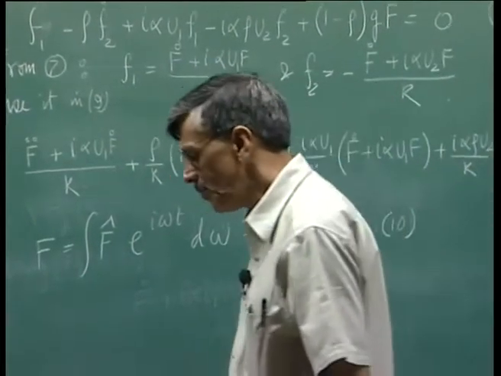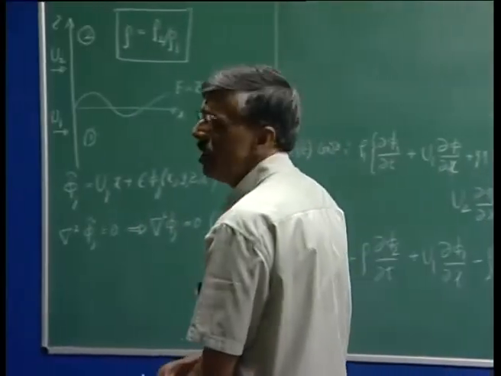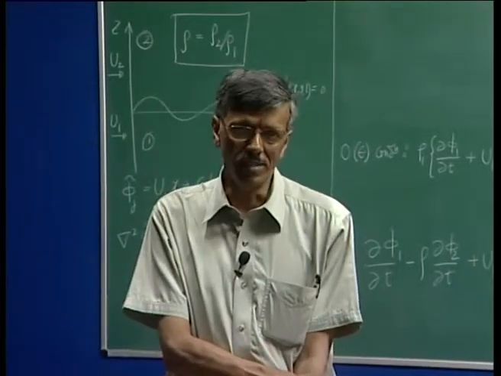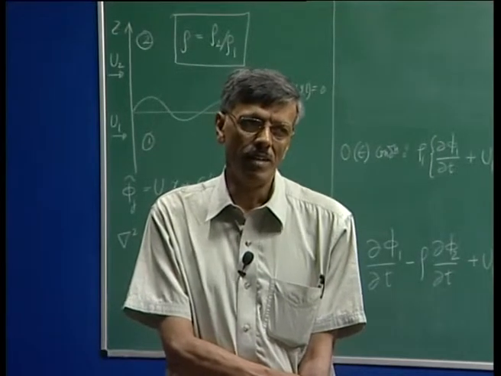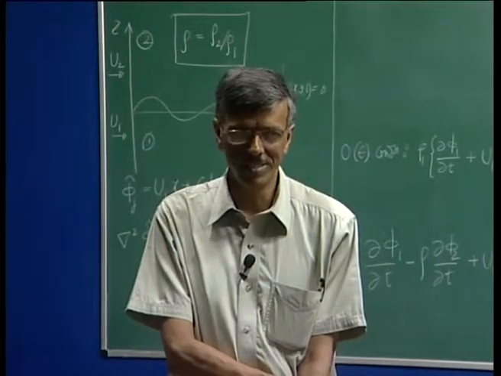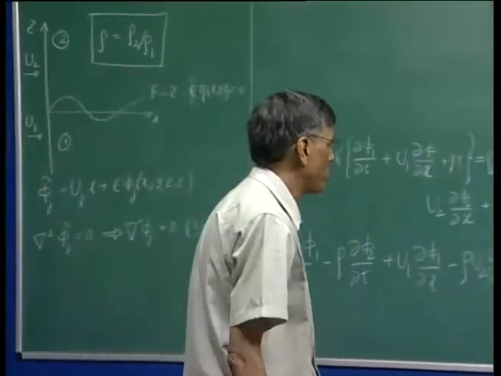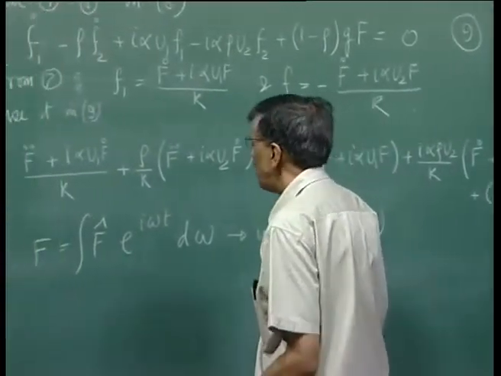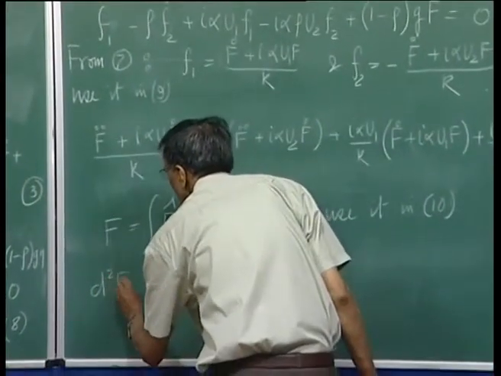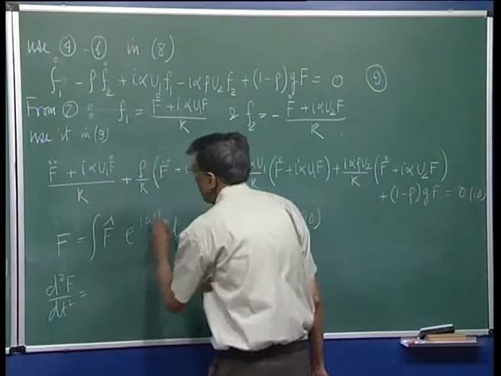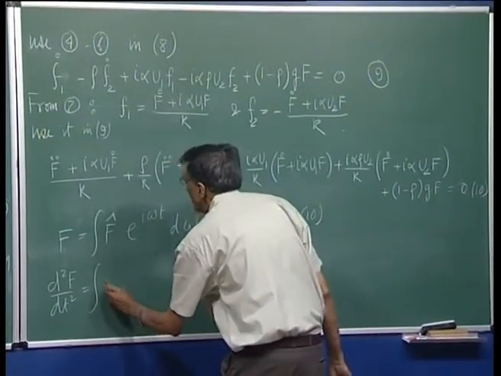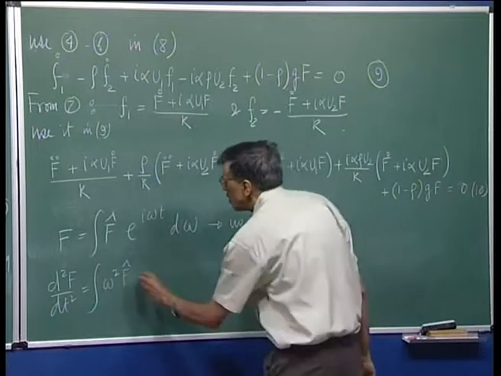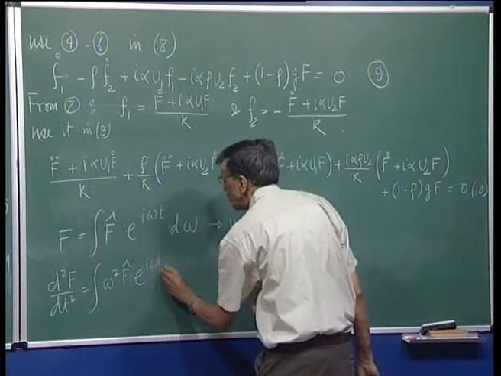Now, what happens? Why do we resort to Fourier transform? The simple reason is this helps us convert a differential equation into an algebraic equation, right. That is one of the things that you are seeing. So, if I substitute it there, then what do I get? Second derivative of f will give us i omega whole square. So, it is going to be omega square f hat e to the power i omega t d omega.